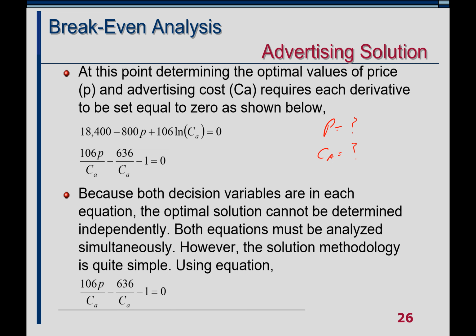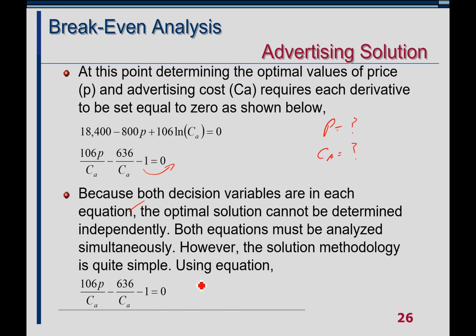Because both decision variables are in each equation, the optimal solution cannot be determined independently. Both equations must be analyzed simultaneously. However, the solution methodology is quite simple. So what we're going to do is move this guy over here, and we're going to solve for P.